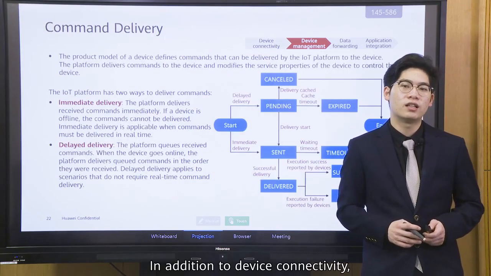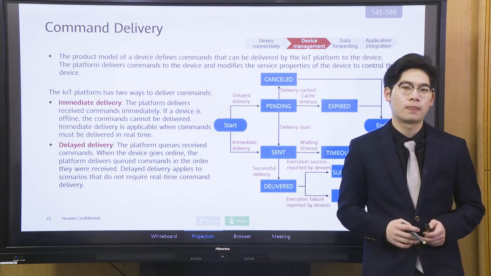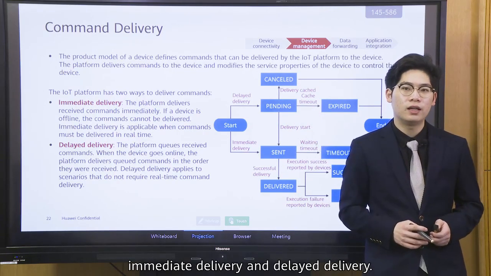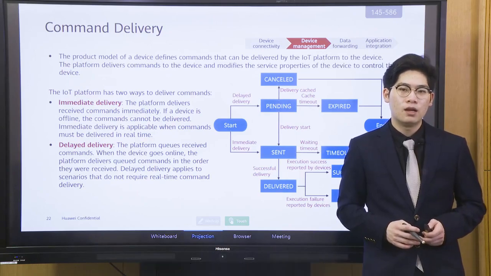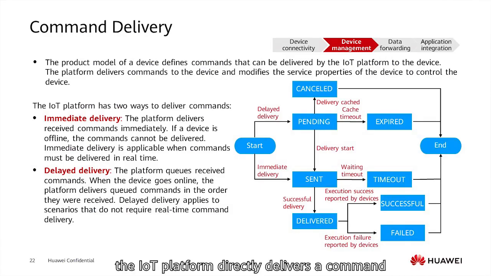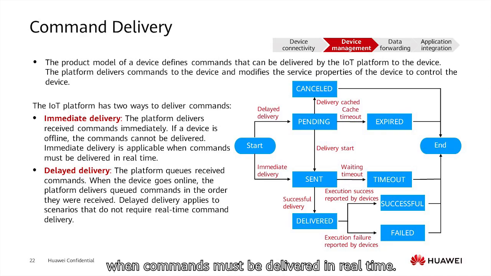In addition to device connectivity, the IoT platform can deliver commands to devices. It has two ways to deliver commands: immediate delivery and delayed delivery. The two are used in different scenarios. Immediate delivery indicates that the IoT platform directly delivers a command after receiving the command from an upper-layer application. If the device is offline, the delivery fails. Immediate delivery is applicable when commands must be delivered in real time.